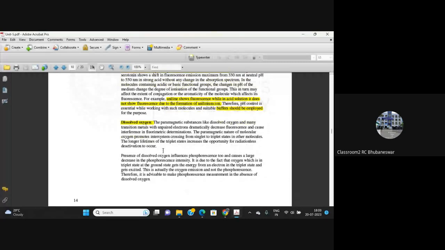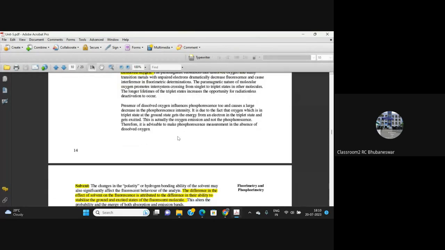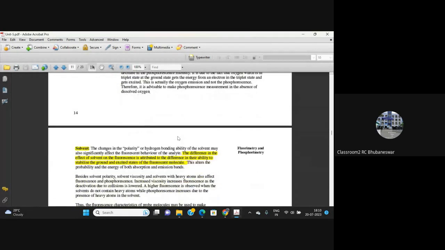Coming to dissolved oxygen, it is a substance of paramagnetic character. Many transition materials with unpaired electrons dramatically decrease the fluorescence and cause interference in fluorimetric determination. It has been given here in detail, but we must understand there are certain substances which decrease the fluorescent nature.